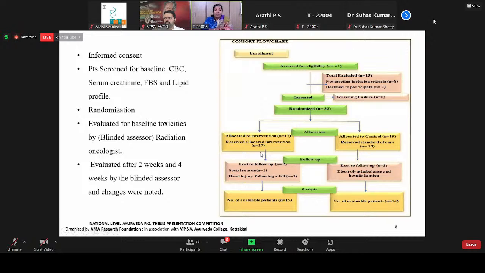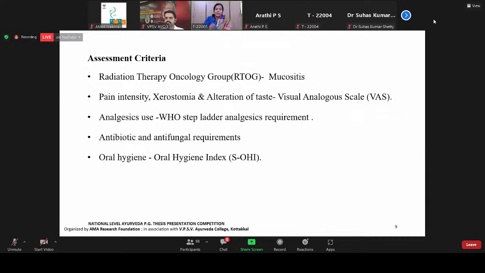After getting informed consent, duly signed by the patients, all of the patients were screened for baseline CBC, serum creatinine, FBS, and lipid profile. The randomization was done, 17 into the intervention arm and 15 into the control arm. They were evaluated at baseline by a blinded assessor who was a radiation oncologist, and oral hygiene was assessed by a dental surgeon who was also blinded. They were evaluated after 2 weeks and 4 weeks by the blinded assessor, and the changes were noted in the evaluation sheet. So these were my assessment criteria.